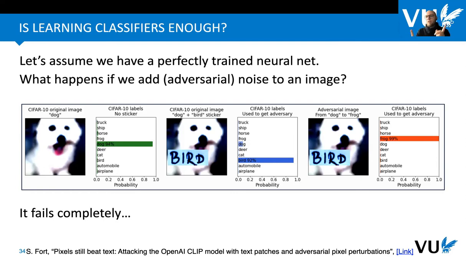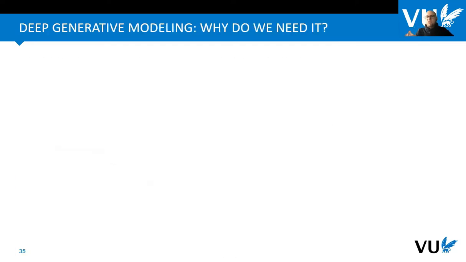Remember, all these models were about learning P of y given x, right? So I would say, yes, we can do deep generative modeling. To be honest, we are still not there yet, but in my opinion, this is the way to go, right? So why do we need deep generative modeling?